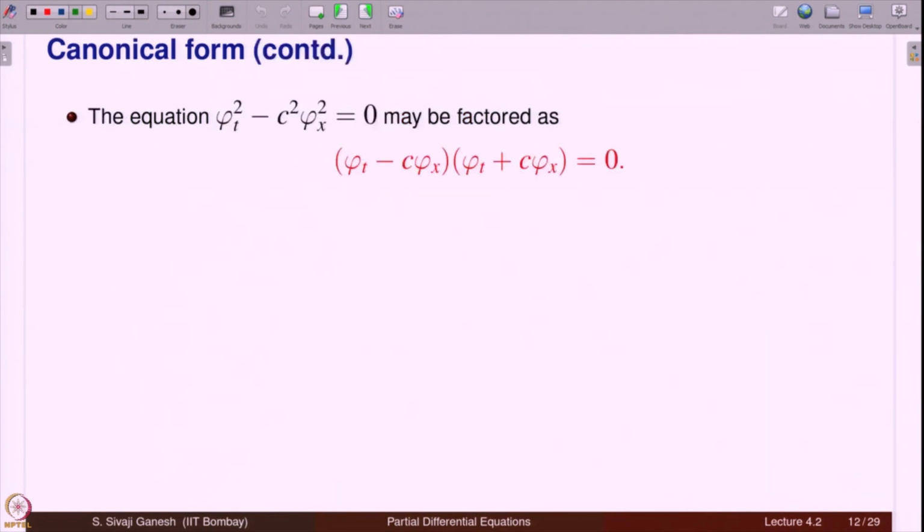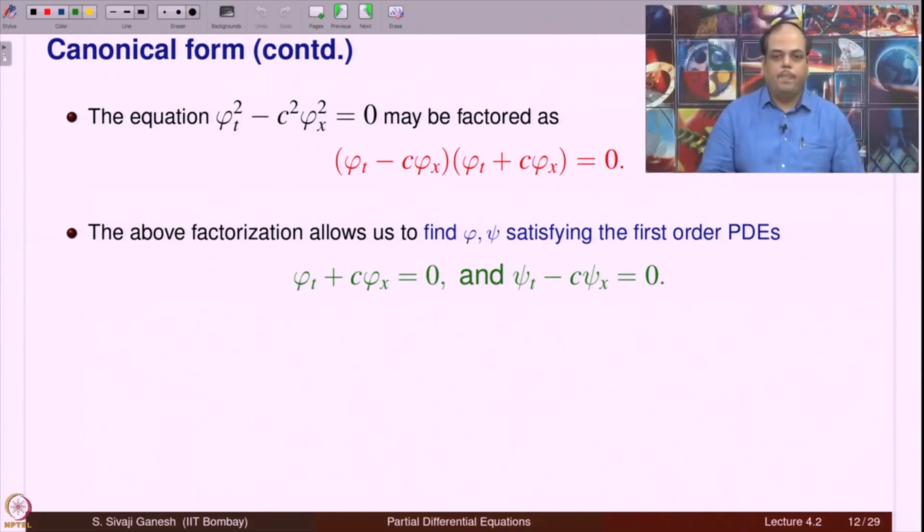So, this equation can be factored into this. If you multiply you will see that the phi x phi t term will get cancelled. So, if you multiply, you get precisely this. Therefore, what we do is that we find a phi satisfying one of these equations and psi the other equation. Okay. So, if any one of them is 0, the product is 0, that is the logic here. So, we do this.